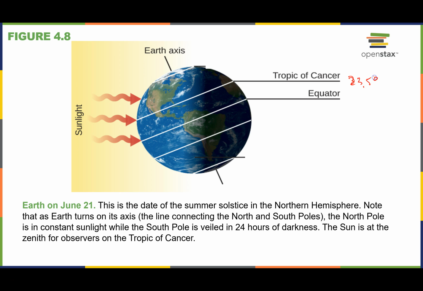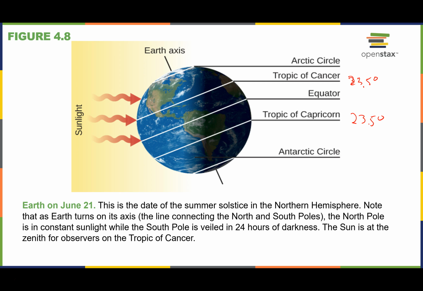23.5 degrees. And actually, in the video, they talked about how at the summer solstice, that's where the sun's rays are most intense. Also in the southern hemisphere, we have 23.5 degrees, the Tropic of Capricorn. And then we have two circles, the Arctic Circle and Antarctic Circle, and these are about 66 degrees or so.